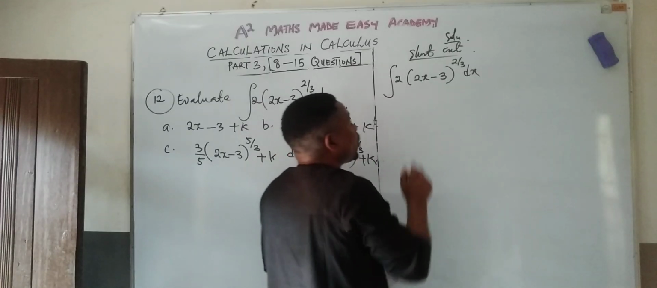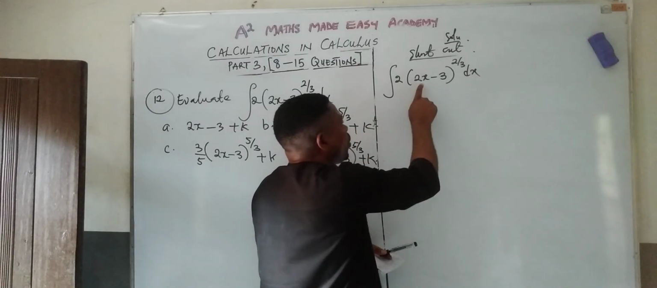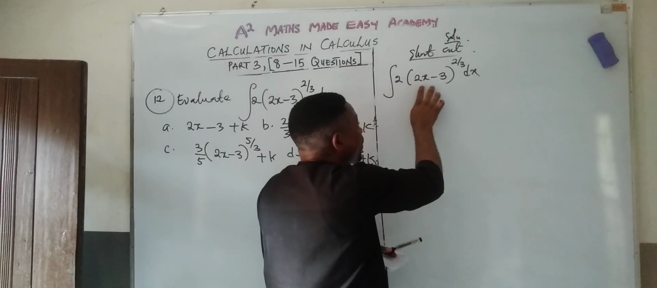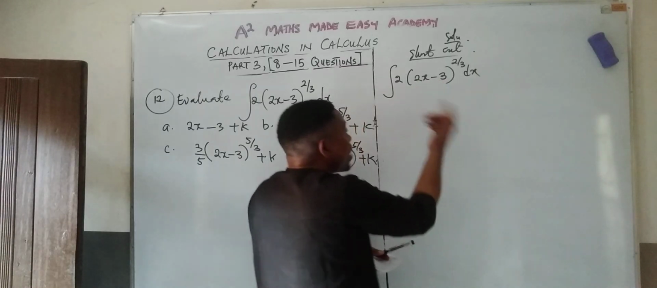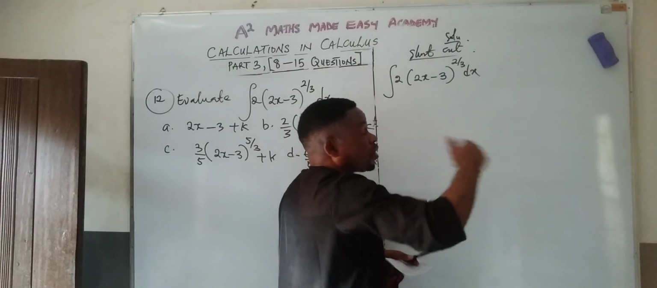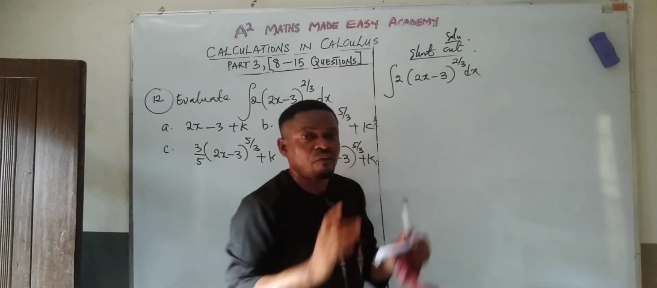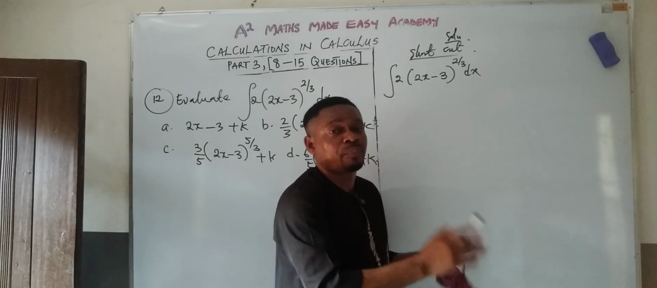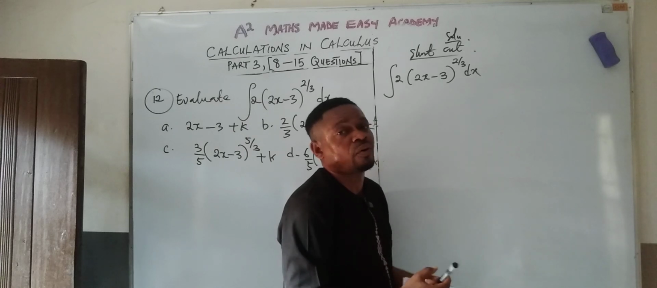The first thing we are going to use in the shortcut is to differentiate the one inside the bracket. And the one inside the bracket is 2x minus 3. I'm applying differentiation. That's what we call the integration by substitution method. It governs both differentiation and integration. When I'll be teaching my lesson proper, I will educate you on how to solve all these problems.